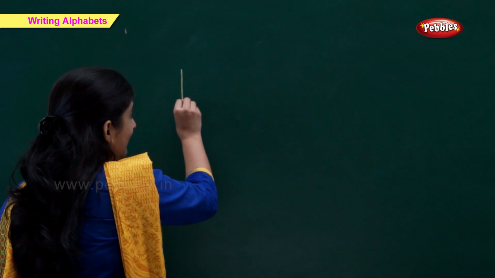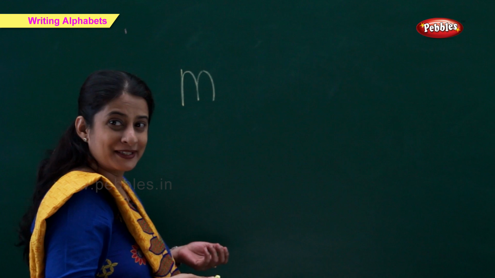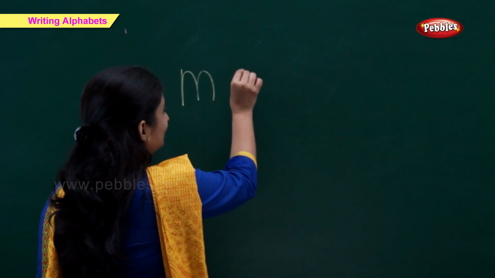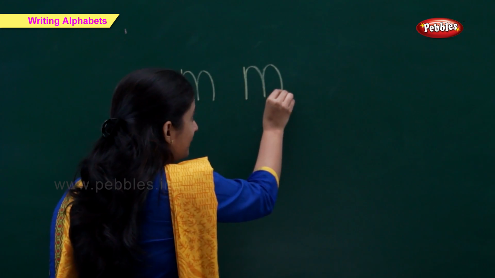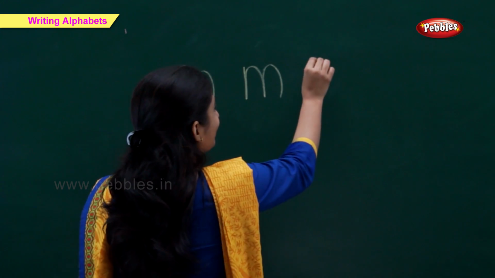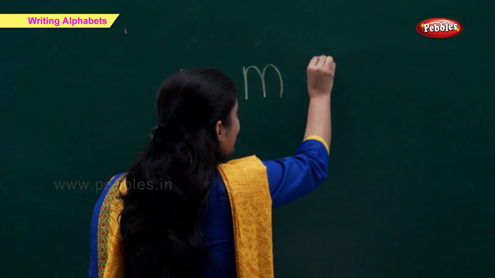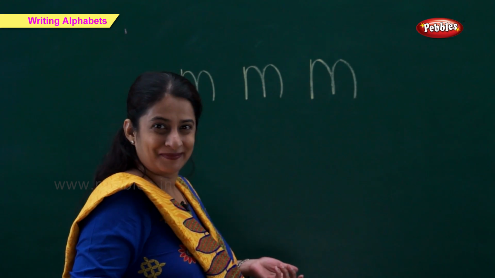Now we will write M, small m. Standing line with two curves makes small m. Again, standing line with two curves makes small m.